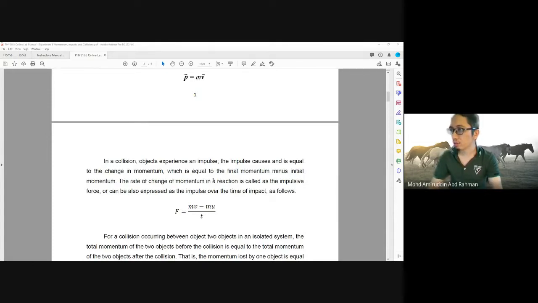And then during a collision, when it hits something, the object experiences an impulse. The impulse causes and is equal to the change in momentum. So there is a rate of change of momentum. You need to see what the initial momentum is and what the final momentum is. Then that gives you the impulse. It is given by the equation F equals mv minus mu, so final minus initial, divided by time.